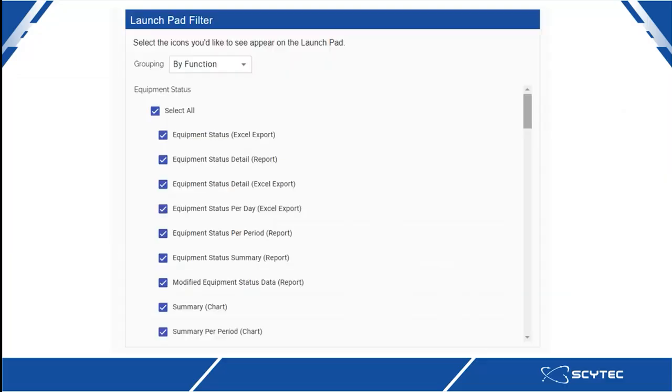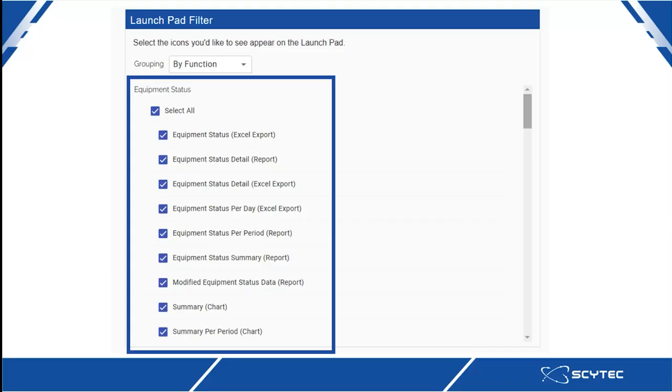And as I mentioned earlier, we can also now filter the launchpad by what you would actually like to see. So if you go to the management tab inside of data display, you can select the different reports and charts that you want to see on your data display launchpad. And you can find this in the management tab inside of data display.